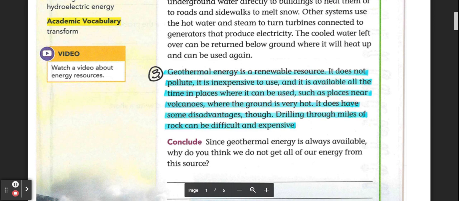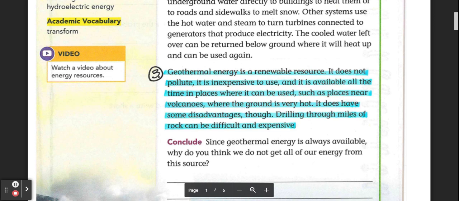And so with renewable resources, these are things that can be replaced within a reasonable amount of time. This one is just always there. We're going to talk about another one like wind. Wind is always there, especially in Oklahoma. And what is cool about geothermal is it doesn't put any pollutants in the air to stink up our air or harm plants or animals or us or anything like that. So it's available in all places where it can be used.